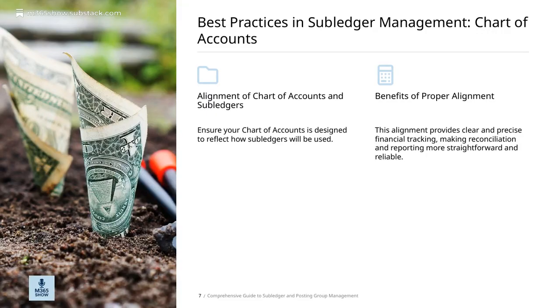Let's talk about the importance of aligning your chart of accounts with your Subledgers. This alignment is crucial because it ensures that your financial tracking is both clear and precise. When your chart of accounts accurately reflects how your Subledgers are used, it makes reconciliation and reporting much more straightforward and reliable. Think of it as creating a roadmap that guides your financial data smoothly from transactions to reports. The benefits are significant: less confusion, fewer errors, and more confidence in your financial statements.